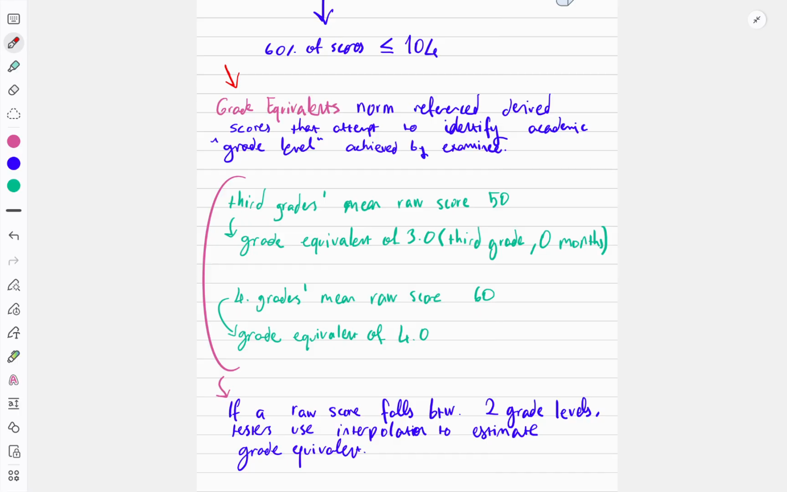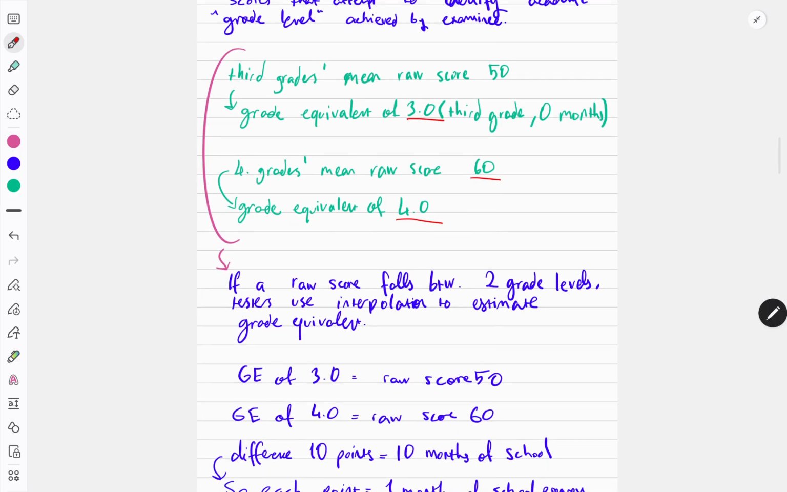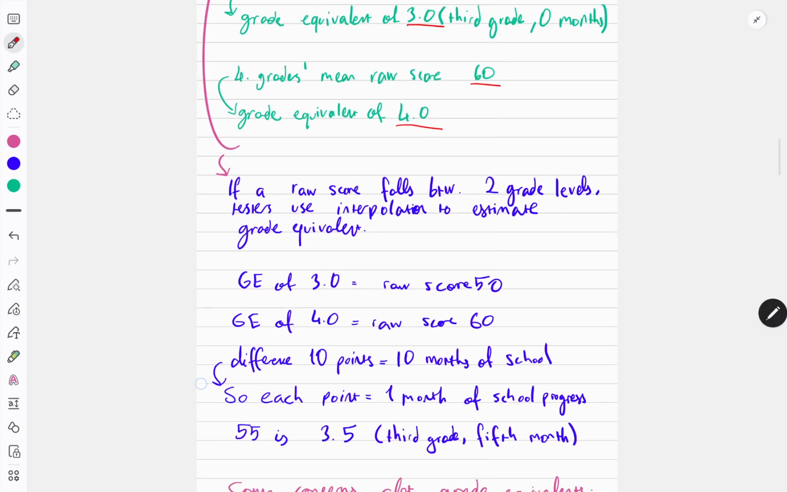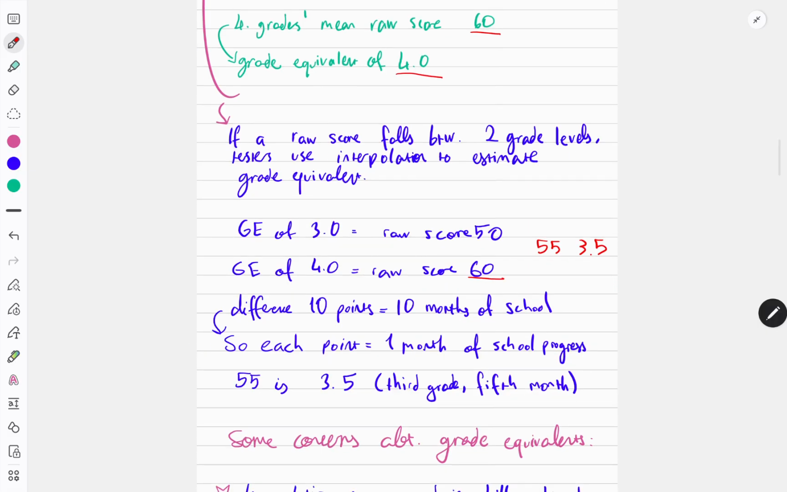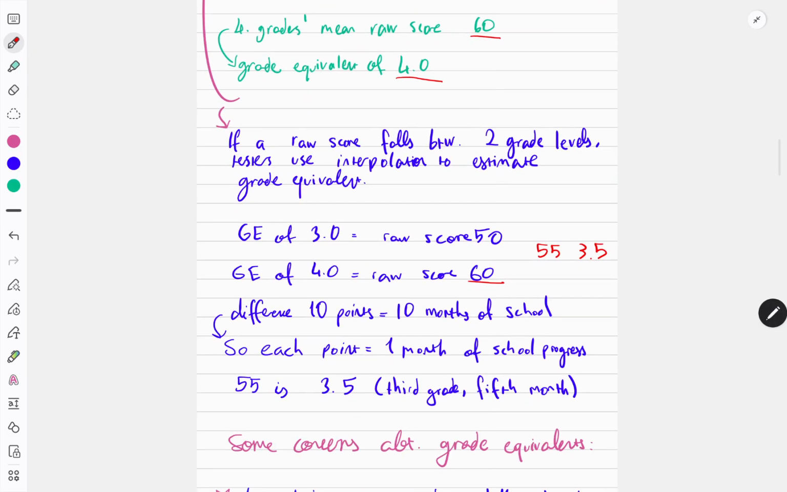Like third graders' mean raw score is 50, for example, a grade equivalent of 3.0, and fourth graders' mean raw score is 60, so a grade equivalent of 4.0. So if a raw score falls between two grade levels, testers use interpolation to estimate grade equivalence. For example, if the 3.0 raw score is 50 and the 4.0 raw score is 60, and someone got 55, they did as well as a 3.5 grade equivalent.